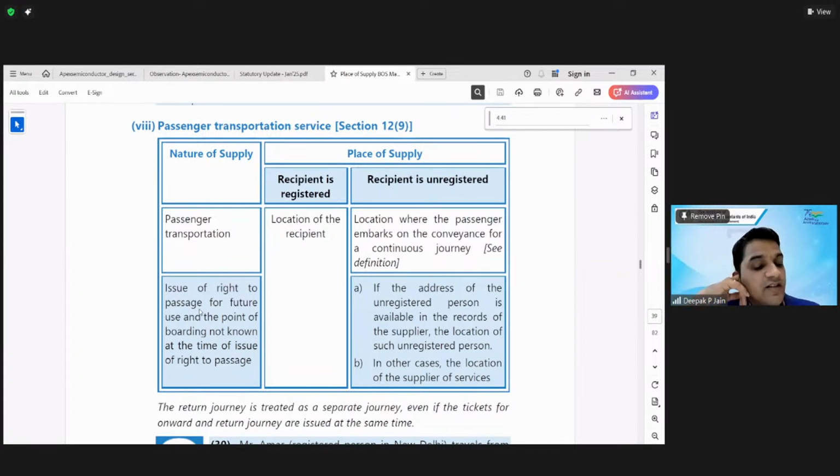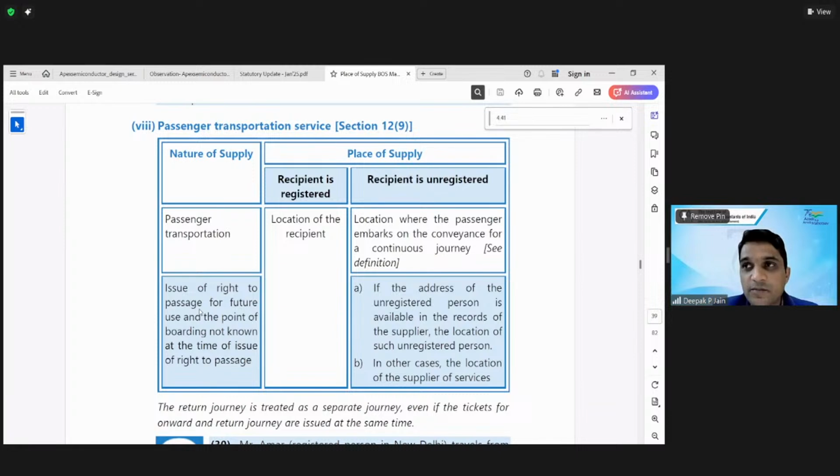So if the goods are sent through courier and the destination is Tamil Nadu, but due to a change of plan, the person collects the goods in Karnataka. Okay. Will the place of supply be Karnataka? No. In both the cases, Preeti, it is decided on whether you're registered or unregistered.